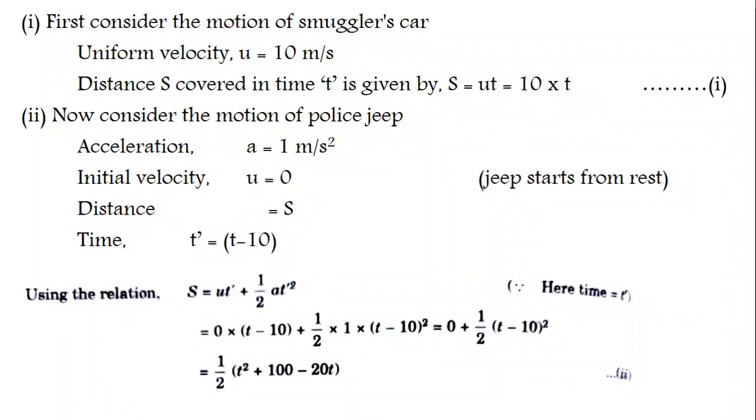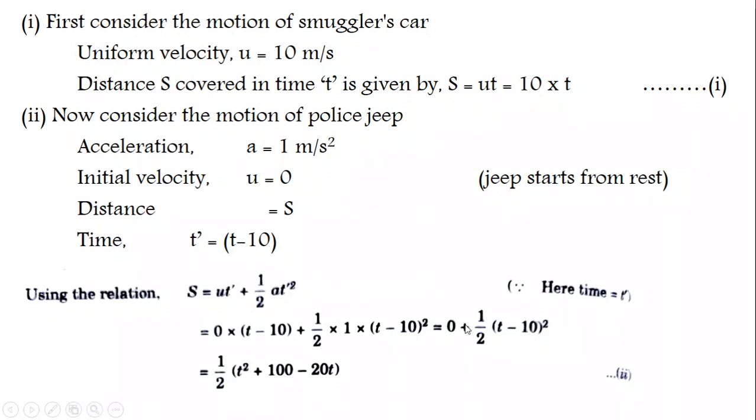Now using the relation s equal to u t dash plus 1 by 2 a t dash square, here the time is t dash instead of t, and t dash is t minus 10. Substitute this value into the equation. The initial velocity is 0 and the acceleration is 1 meter per second squared, so s equals 0 into t dash plus 1 by 2 into 1 into t minus 10 whole square. Now 0 into anything is 0, so s equals 1 by 2 into t minus 10 whole square.